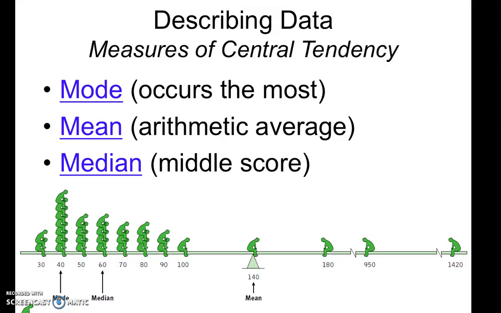Now, when they talk about atypical scores, they're talking about outlier scores. Is the mean being distorted because you have one really high score of 1,420? Okay, so you want to look for that whenever you're looking at measures of central tendency. Are there a few scores that are skewing your data? You always want to be mindful of that.